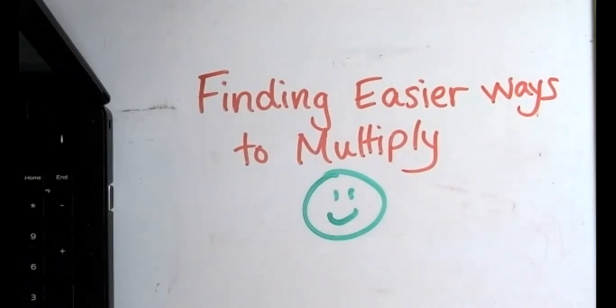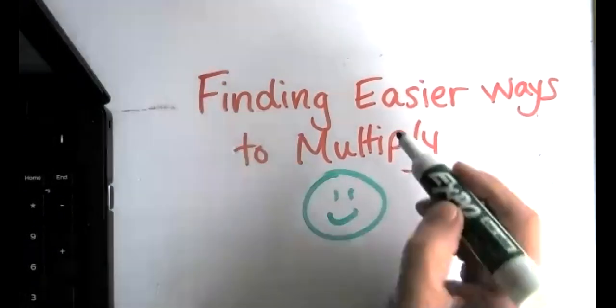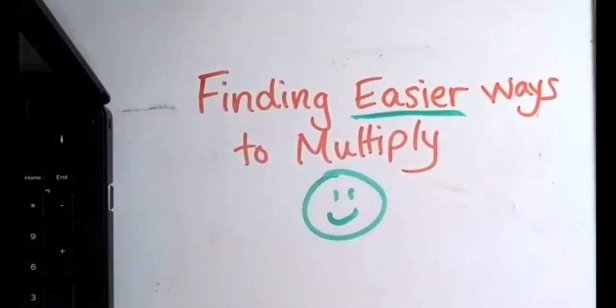Okay, grade threes. Today our lesson is about finding easier ways to multiply. I put a happy face because I love the word easier. So hopefully today it will help you when you're multiplying numbers that are bigger, so it's harder to multiply them, and you can break them into smaller questions and make it easier to put together. So anyway, that's the goal.